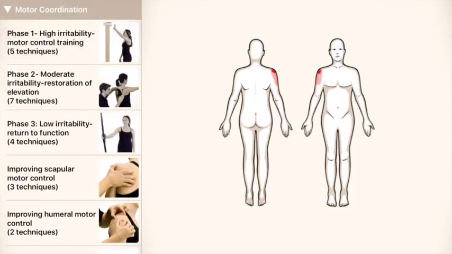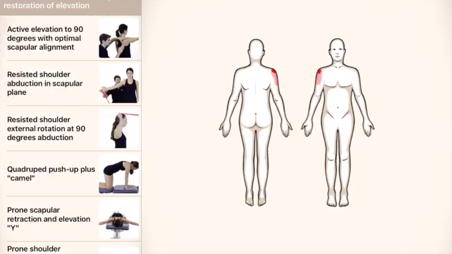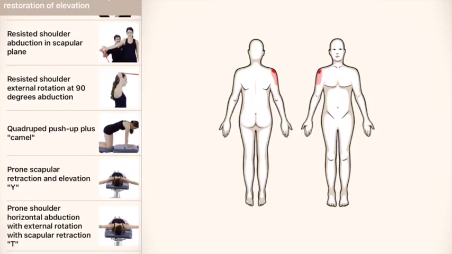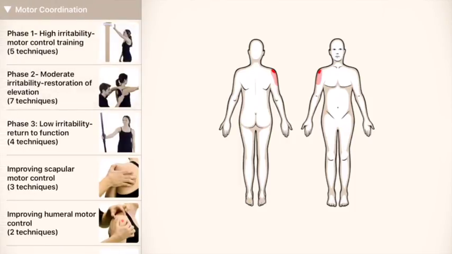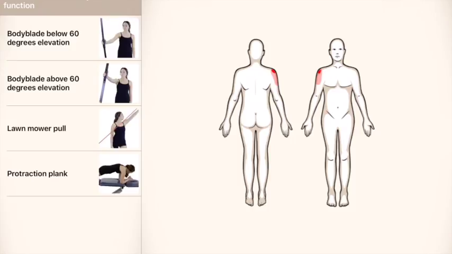And then as you move into phase 2, where the patient is less irritable, we're going to start moving into elevation, especially in the scapular plane, moving to 90 degrees, which is typically a non-provocative position, and ensuring that there's good scapular alignment. At this point, we are also doing a lot of exercises for the scapulothoracic muscles. And you'll see that we continue to return the patient towards function with a lot of different functional exercises in the low irritability return to function phase.